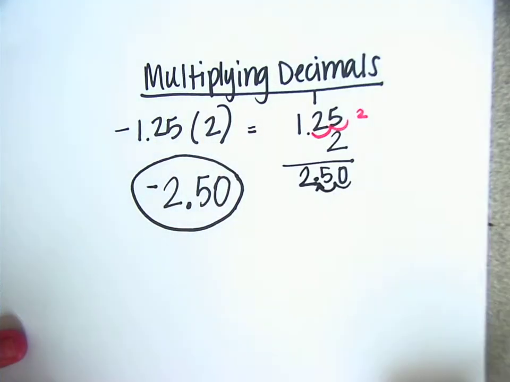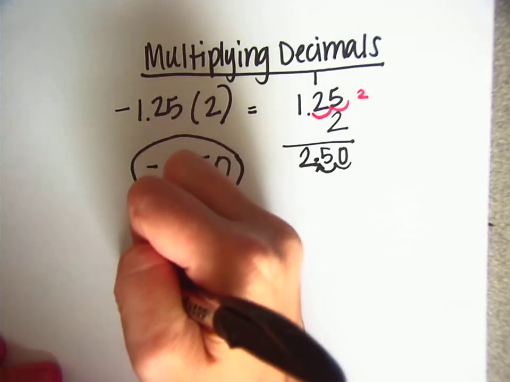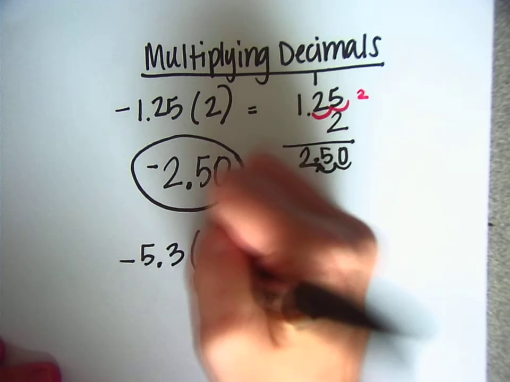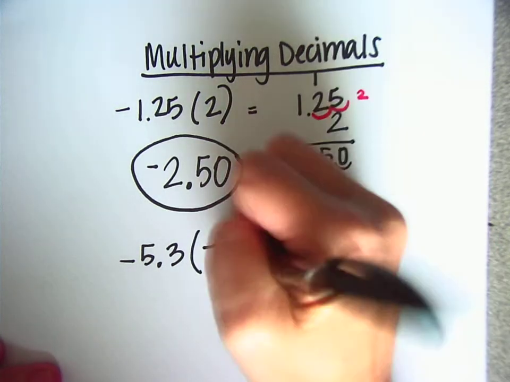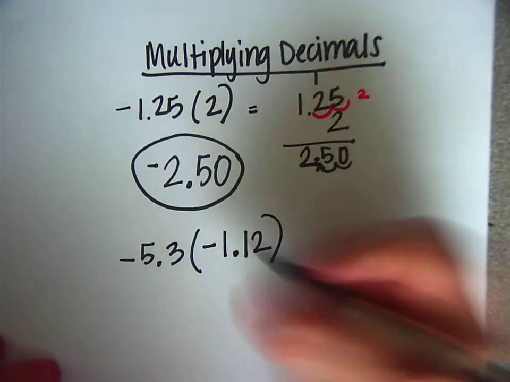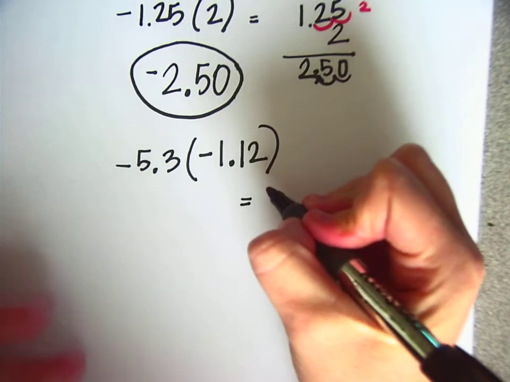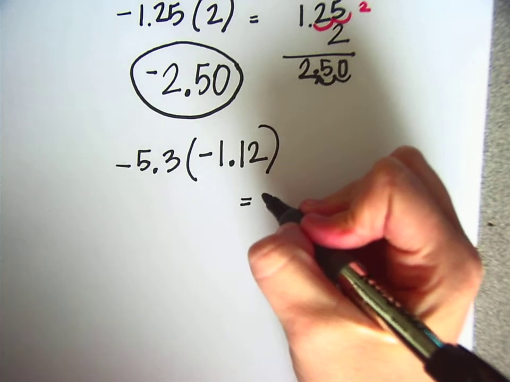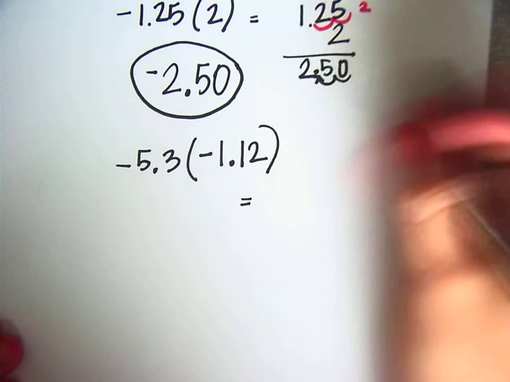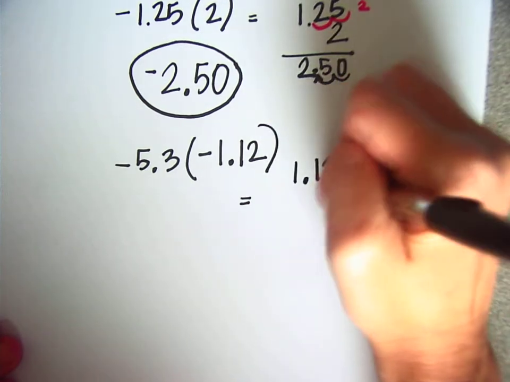Okay, so let's look at one more equation. We've got negative 5.3 times negative 1.12. Again, first you want to line up your numbers so that the one with the most digits is on top, which is negative 1.12. So I'm going to write negative 1.12.